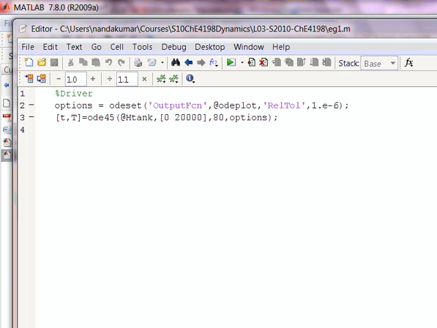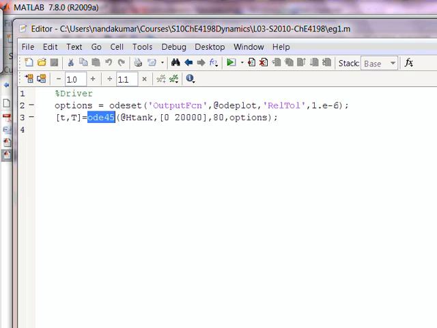So what does this do? This has only 2 lines. The first line sets a variable called options, and ODE set is a function just like sign. Matlab has tens of thousands of these functions. This is why you cannot really master everything, but you should be able to look it up as you need. ODE set is a function which says output function. What is the output going to? From this particular function, ODE45 is another function.